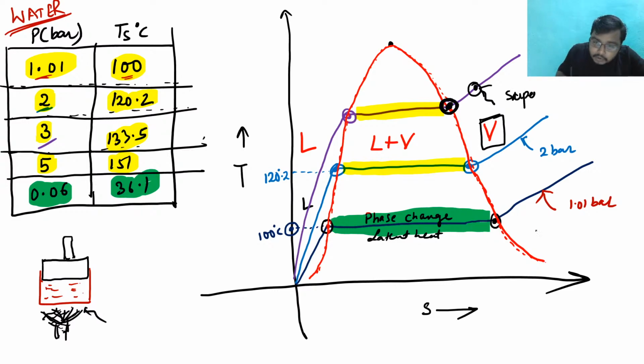I think you are not able to see it because of the camera. See here. So this state is known as superheated steam. Now please tell me, what do you mean by superheated steam?